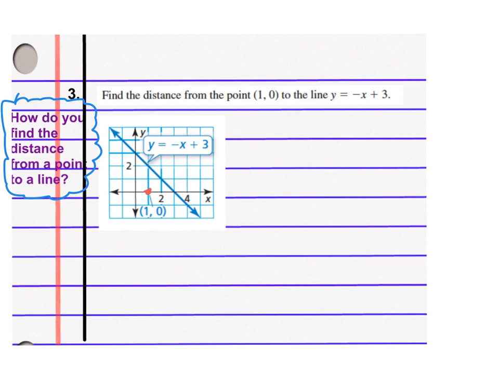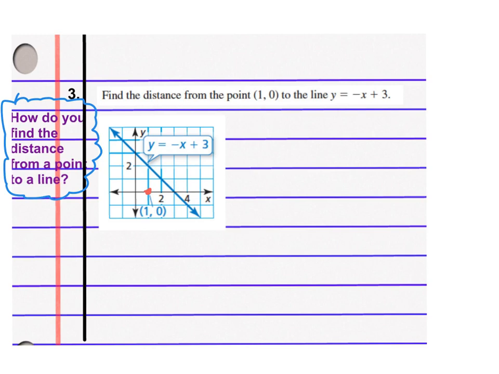Remember, I want the perpendicular distance because I want the shortest distance. Now, it's a nice problem. It has a graph, it has whole numbers, so that's why I chose it. Some of the homework problems are not quite as nice, so I am going to go through it step by step. So the first thing I want is to find the slope of the line.